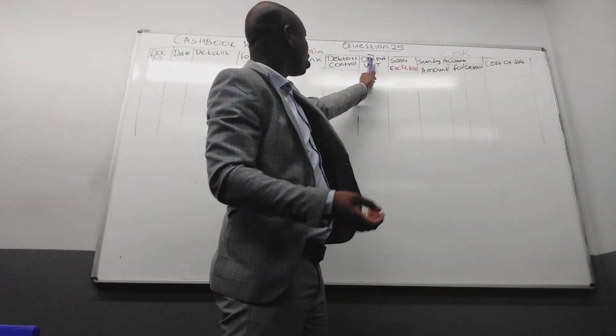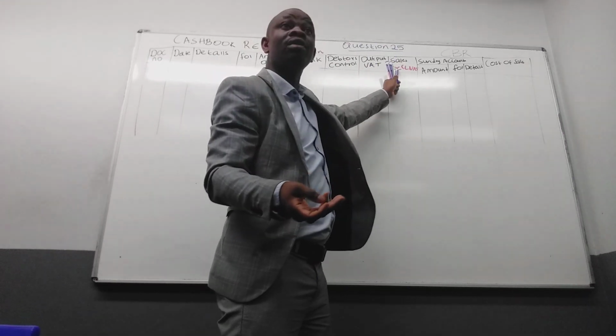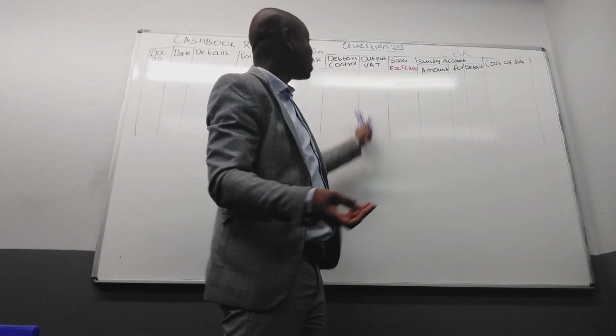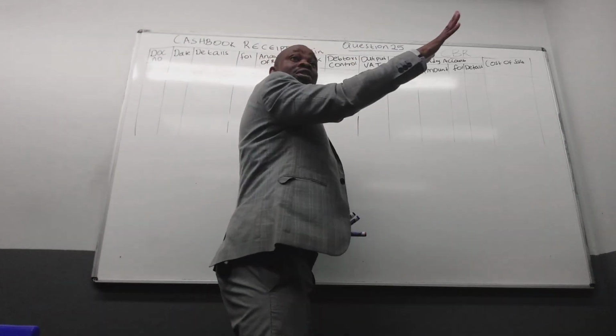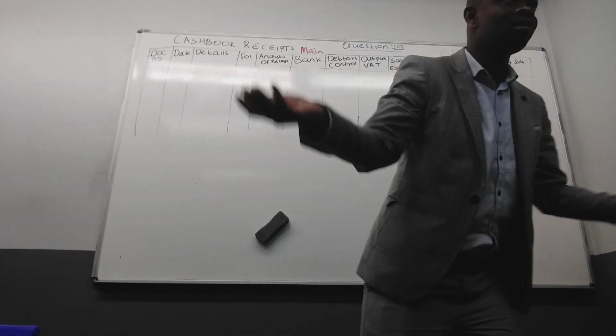For example, output VAT. Obviously, when we sell, we need to calculate what? So that VAT will be appearing under what? Yes. So this VAT is just for those items where we're going to calculate what?